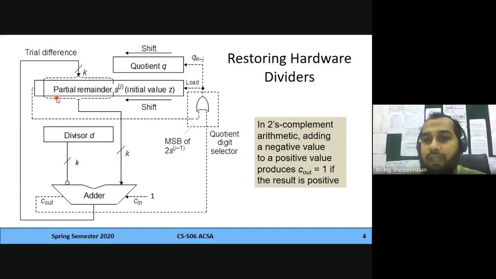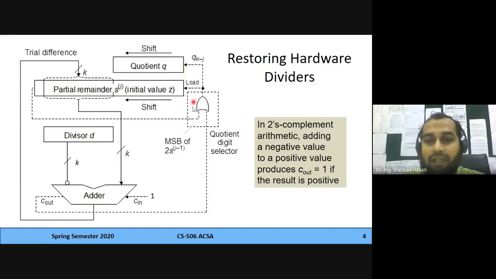One thing that I need you to go through, I've written it also over here, is you just have to verify. There is a trick done over here. It's basically an OR gate that's going to give you the right quotient bit. In two's complement arithmetic, adding a negative value to a positive value always produces a C out of 1, right? So if the result is positive, that C out is always going to be 1, and then we need a 1 coming in on the quotient bit.